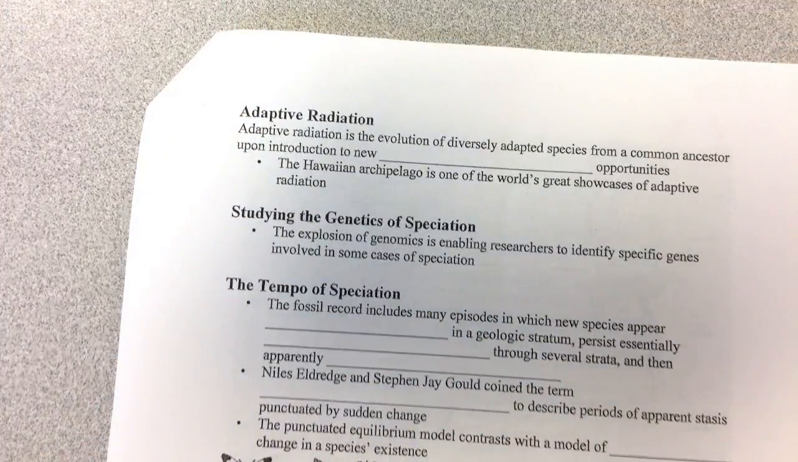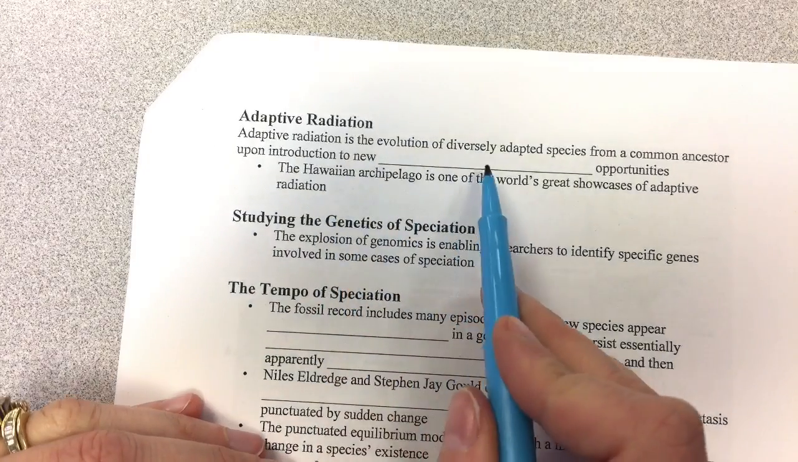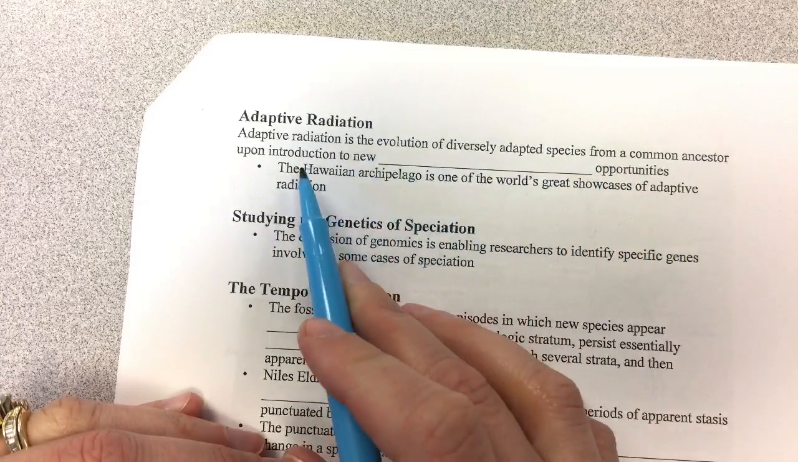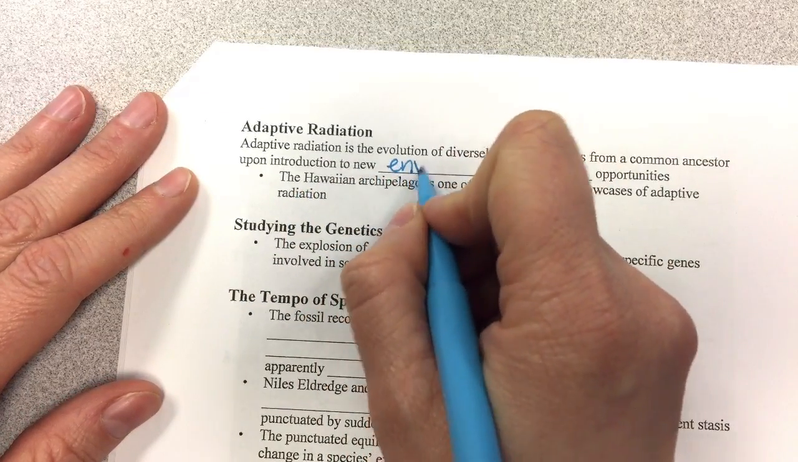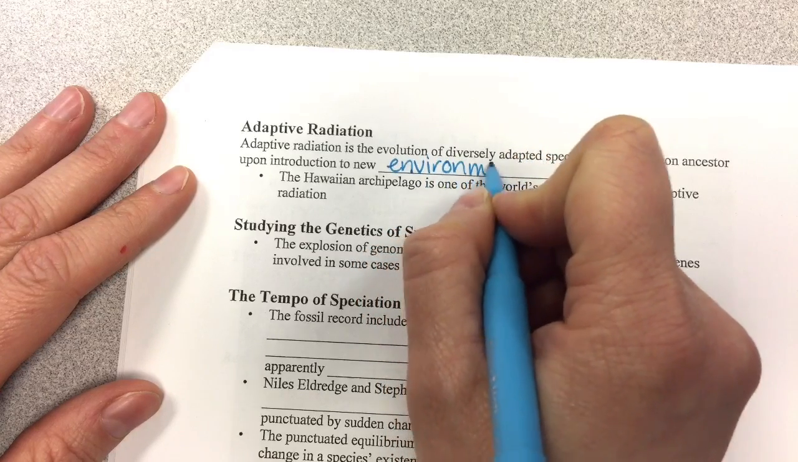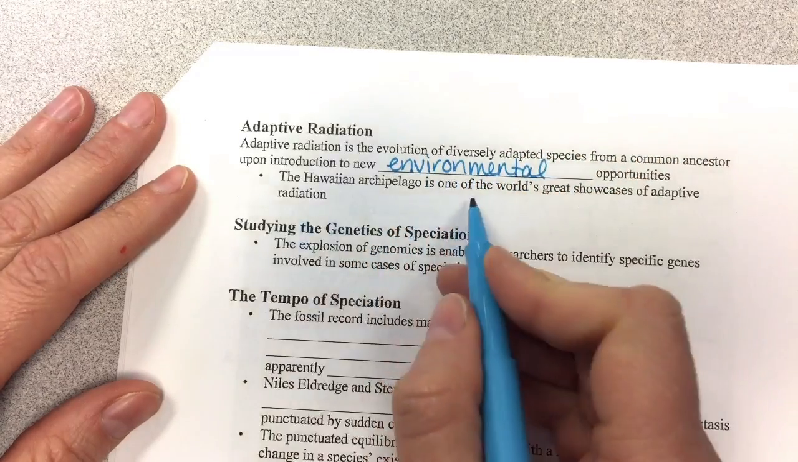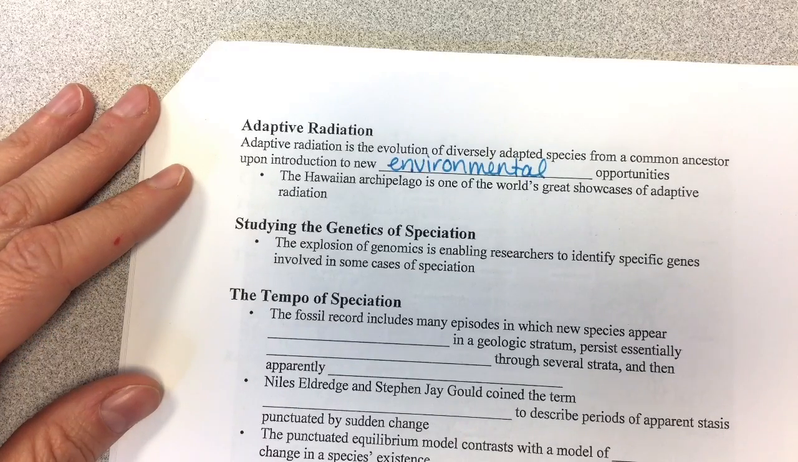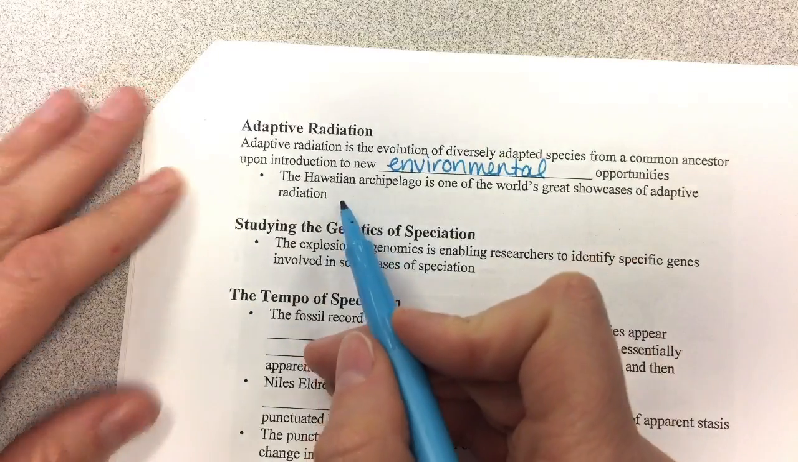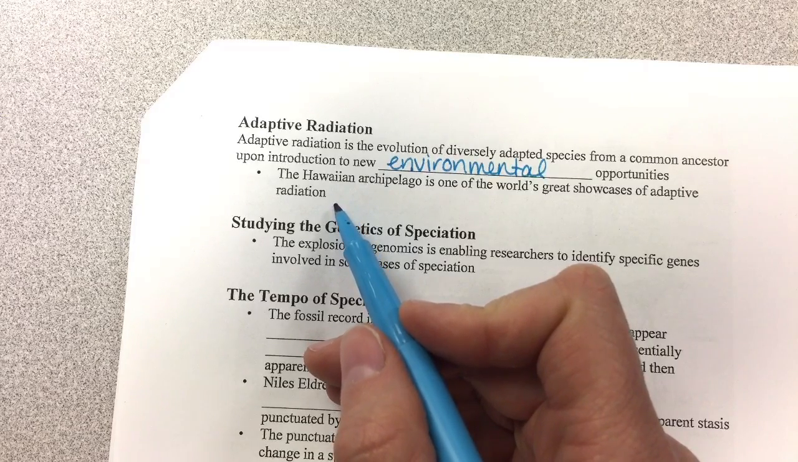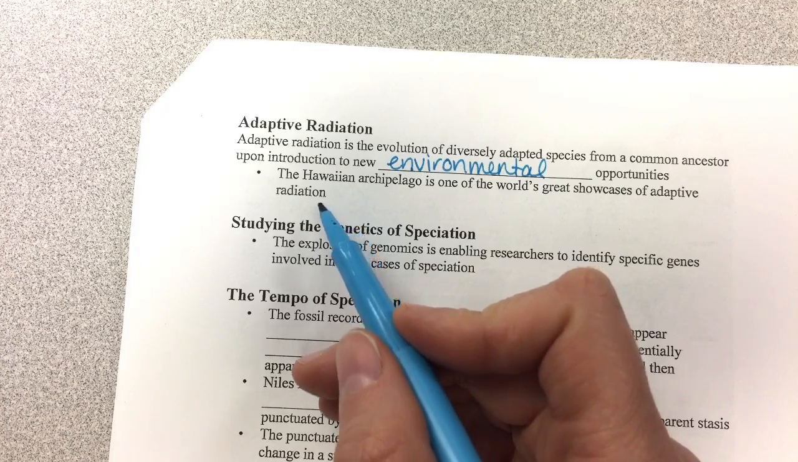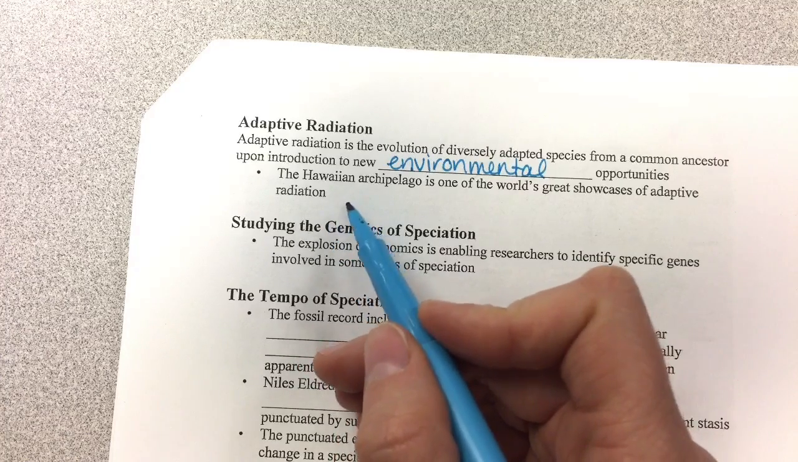An example of how speciation can happen is a process called adaptive radiation. It's the evolution of diversely adapted species from a common ancestor upon introduction to new environmental opportunities. So I'm going to give an example of the Hawaiian Islands. The Hawaiian Islands were formed like the Galapagos Islands. Remember, the Galapagos Islands were underwater volcanic islands. The lava hardened and nothing lived there.